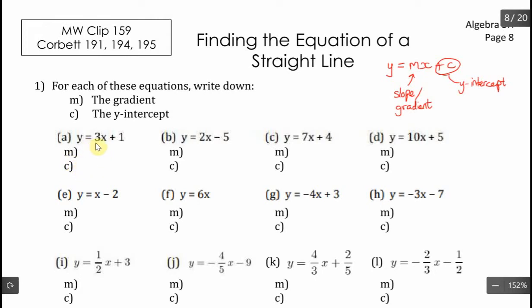So for this first equation, the gradient is 3. And remember, the gradient is just the number in front of x, the coefficient of x. It's not 3x, the gradient, it's just 3. And the y-intercept is 1. On part B, the gradient is 2, and the y-intercept is -5, and so on. I'll pause the video here, complete the questions, and you can unpause when you want to mark your work.